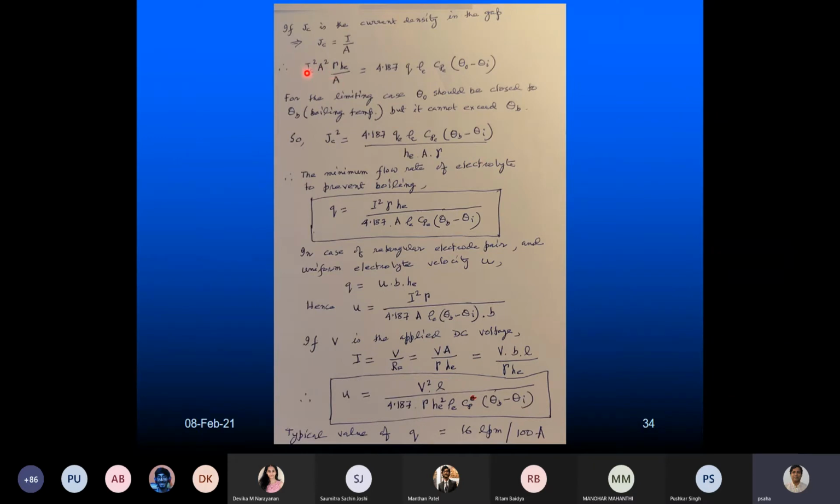Okay, so that means Jc square, I square, we can denote as Jc square into A square. And resistance of the electrolyte is gamma into He divided by A. So this total is the amount of heat generated in the electrolyte due to the passage of current. And this we equate with the flow rate, because this heat is taken away by the electrolyte. So this will be Q, that flow rate, into density, so this is mass flow rate into Cp into theta O minus theta Y.